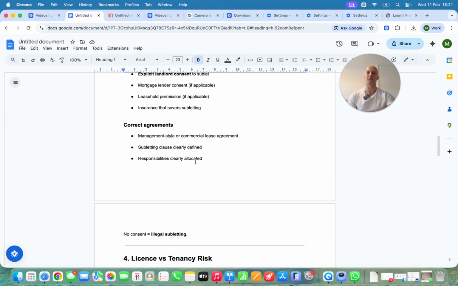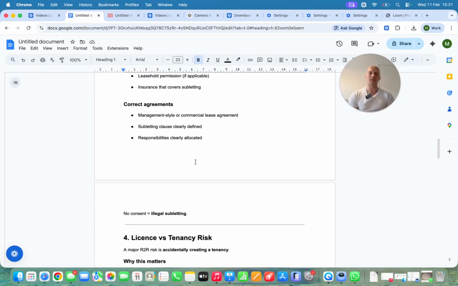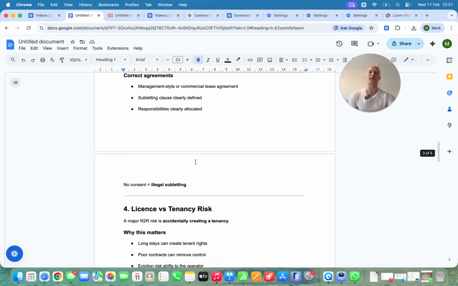Okay, so correct agreements: management style or commercial lease agreements. So you're going to be doing a company let, and if you've signed on to our full course, then you will get all of the agreements for free, so you have no need to worry. Subletting clause clearly defined. All right, so you're just going to make it obvious that the landlord understands what you are using the property for. Responsibilities clearly allocated. All right, so it's our responsibility to maintain the property standards. That's going to be in the contracts.